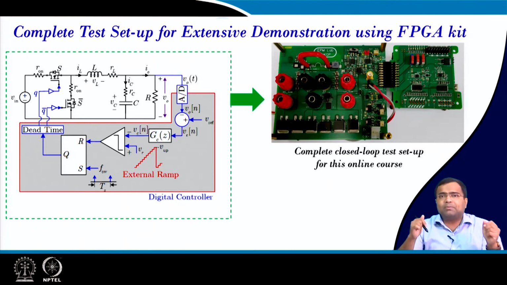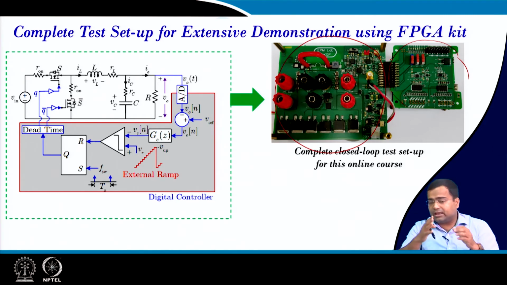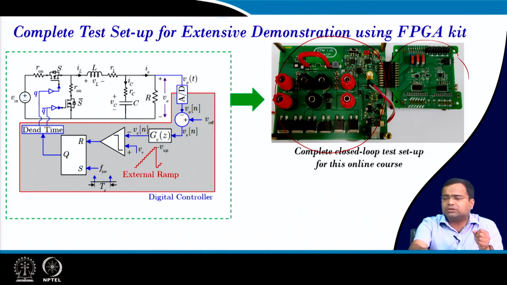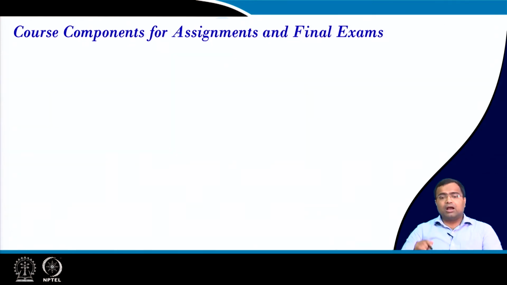Then this is a complete test setup where we have the signal conditioning board, and below it a board to board connector, and there is an FPGA kit, and this is the power stage board. From the power stage board you will measure the sense voltage as well as the current sensor, and those will be passed to the signal conditioning side, which will have A to D and D to A converters as well as a buffer circuit and other signal impedance matching networks, and then finally it will go to the FPGA. Now, the course component for assignment and the final exam.